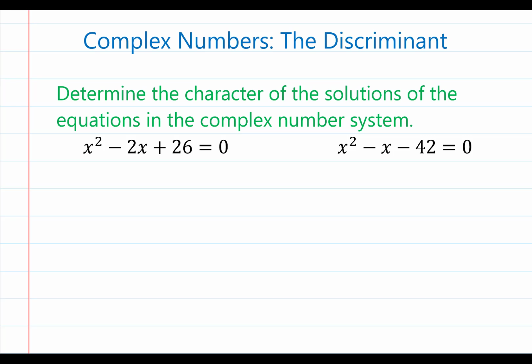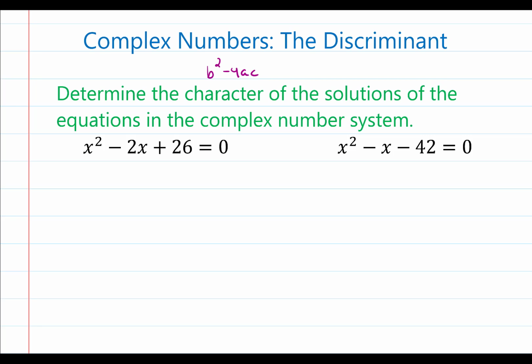So the discriminant is the expression under the radical in the quadratic formula. That would be b squared minus 4ac. And the value of this expression, once simplified, will determine the types of solutions that a quadratic equation can have.